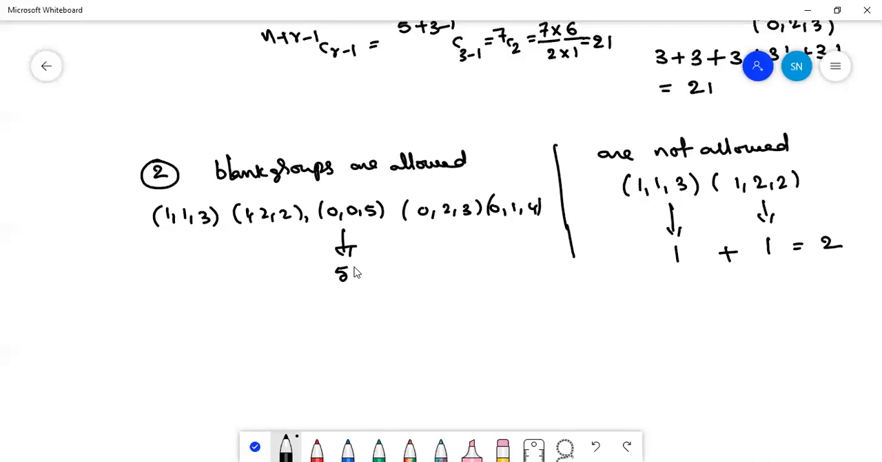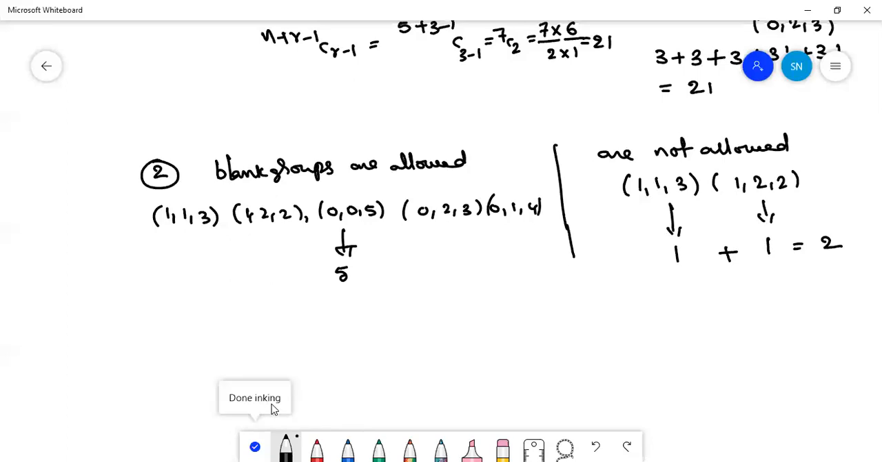So when blank groups are allowed, balls are identical, boxes are also identical. Then there are only 5 cases. Blank groups are not allowed, then only 2 cases, right?